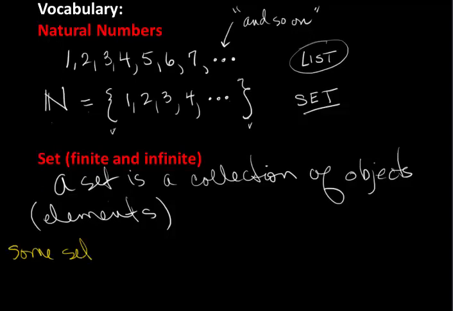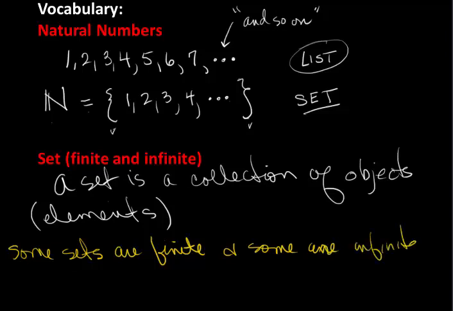Some sets are finite and some are infinite. We're not going to actually define these words finite and infinite, but certainly you know what they mean. A finite set would be an example like the set of numbers 1, 2, and 3. There's a finite set with 3 elements in it.